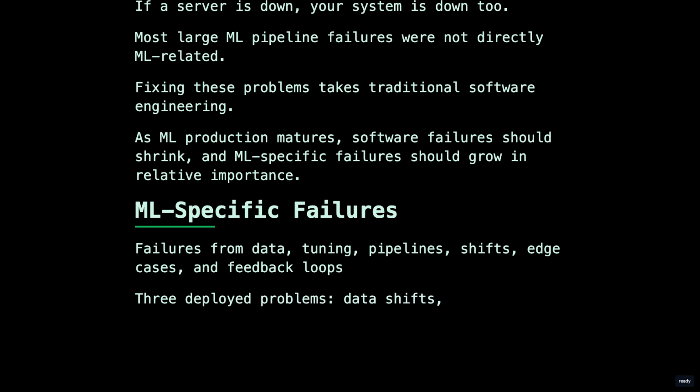The focus here is on problems that appear after deployment, because that is where ML systems start meeting real users and real change. Even if they are less common than other failures, they matter more because they are harder to notice and can stop a model from being usable at all.